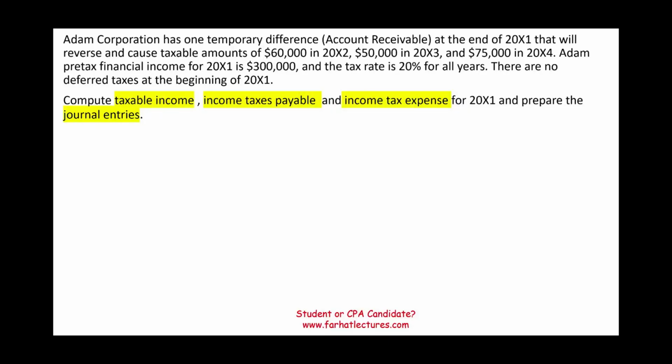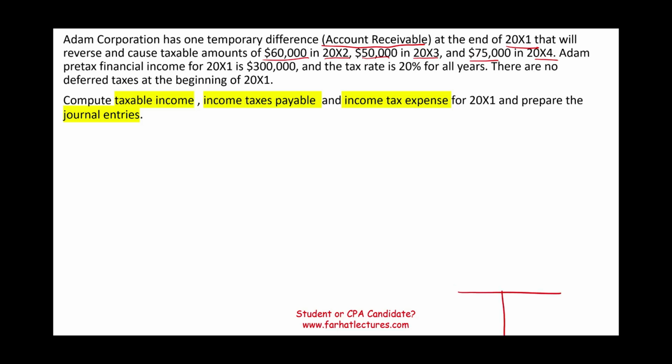Let's assume Adam Company has one temporary difference of accounts receivable at the end of X1 that will reverse and cause a taxable amount of $60,000 in X2, $50,000 in X3, and $75,000 in X4. Well, let's take a look at what we are saying here.